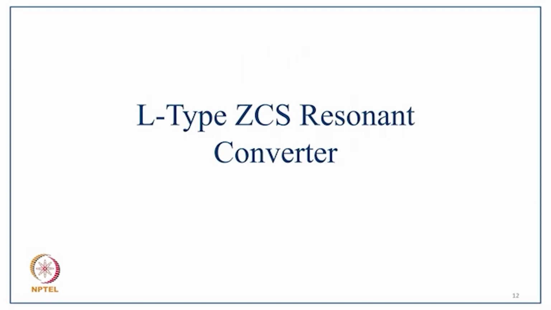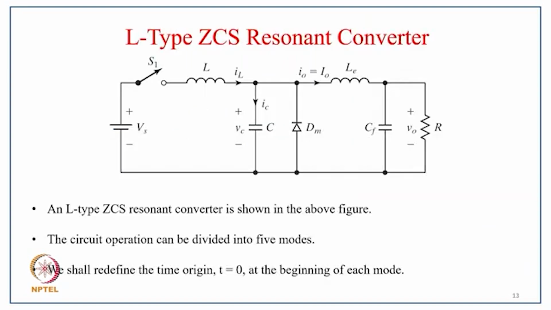So coming to L type zero current switching resonant converters, where the capacitance is connected after the inductor. So you can see the circuit after the switch, the series inductor is there, then the capacitor, and then of course in this buck converter we have a filtering diode followed by the LC filter. So an L-type series resonant converter is shown in the above figure, and the circuit operation can be divided into 5 modes. So we shall redefine the time origin t equal to 0 at the beginning of each mode.